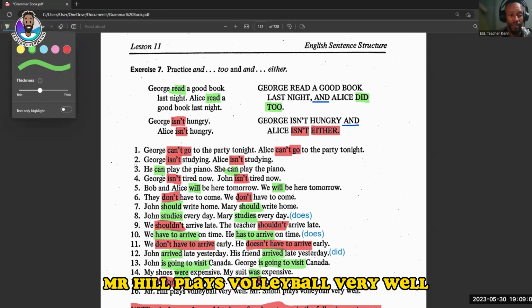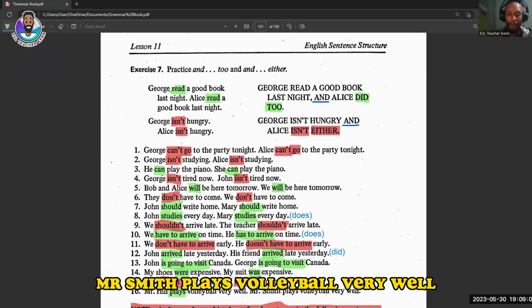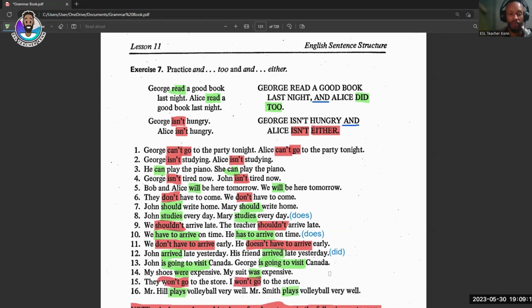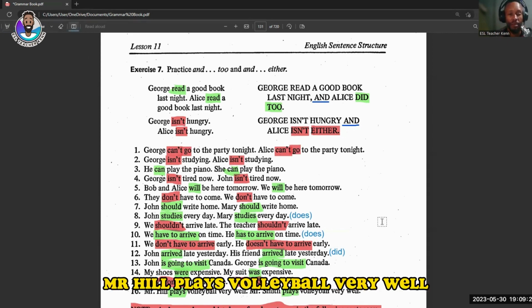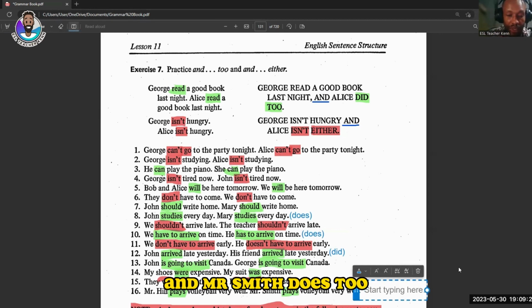Mr. Hill plays volleyball very well. Mr. Smith plays volleyball very well. Mr. Hill plays volleyball very well, and Mr. Smith does too.